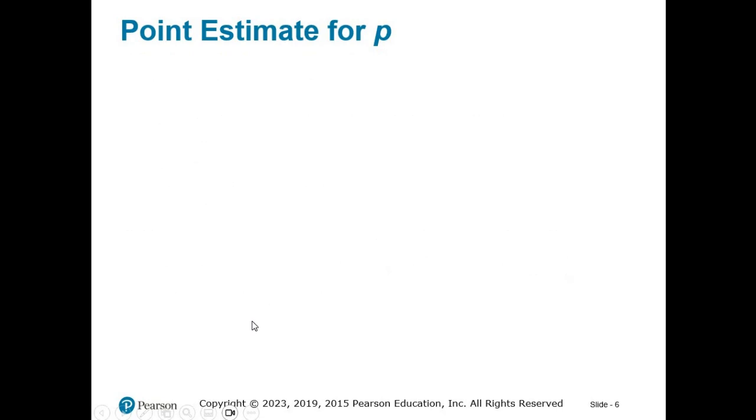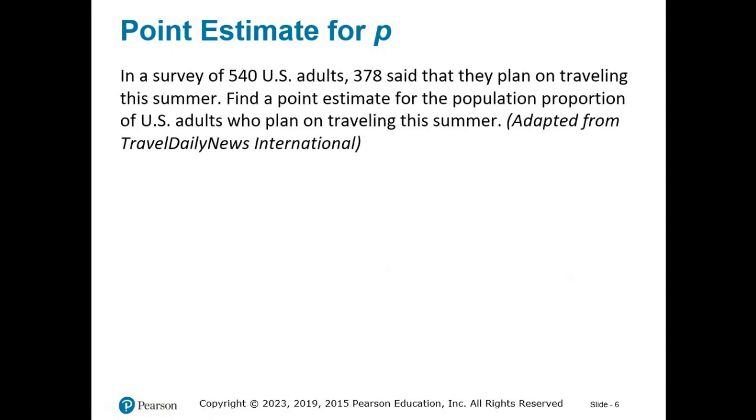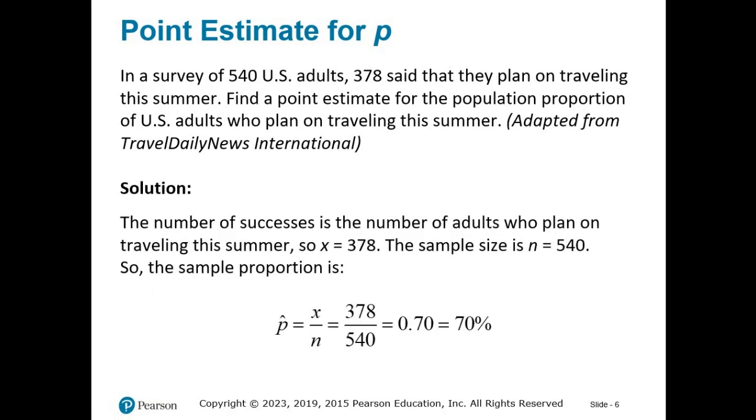Okay, let's do an example. In a survey of 540 U.S. adults, 378 said they plan on traveling this summer. Find a point estimate for the population proportion of U.S. adults who plan on traveling this summer. So if we follow the formula, we have the number of successes as the number of adults who plan to travel this summer. So x is 378 and the sample size n equals 540. So the sample proportion is p hat equals x divided by n, or 378 divided by 540, which is 0.70. And we read that as 70%.